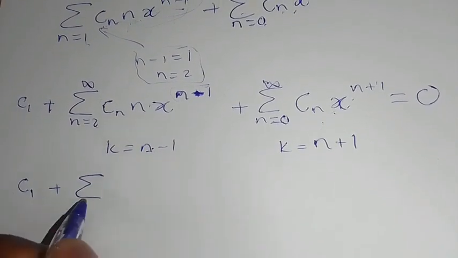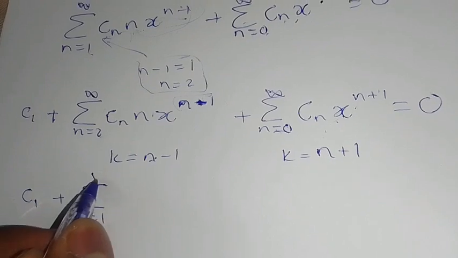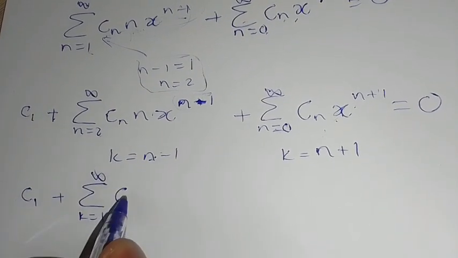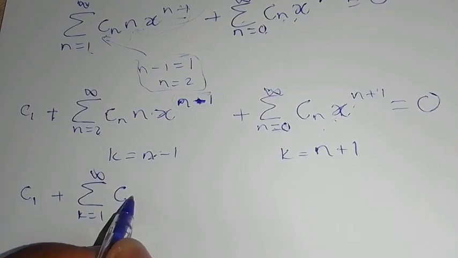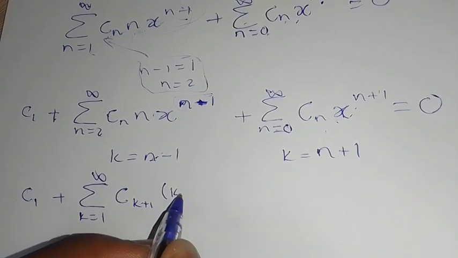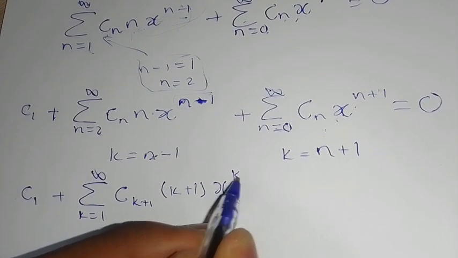Plug in 2 here, you have 2 minus 1. And that means k started at 1. Infinity minus 1 is still infinity. Then you have c. Solve for n here, you get that n equals k plus 1. Then you have k plus 1 x to the power of k.